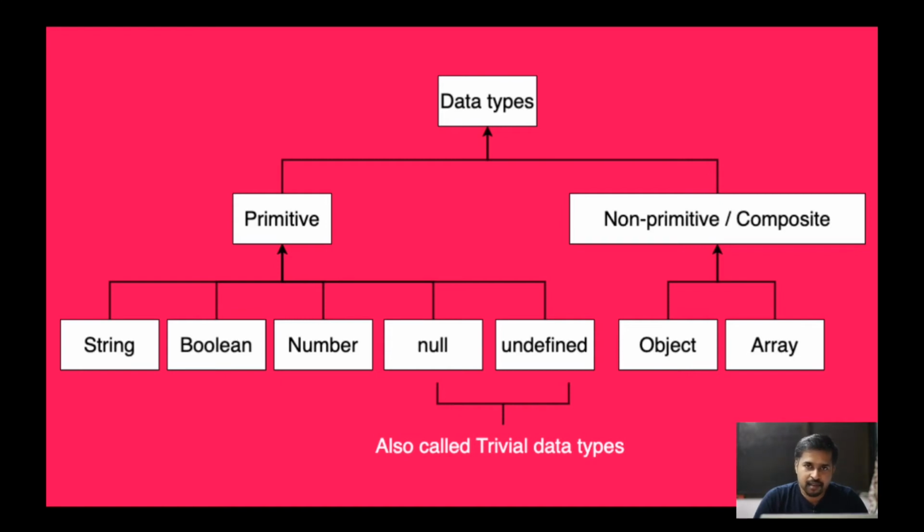Now what is a string? String is basically a sequence of characters. What is a boolean? It's simply a yes or no value, which is stored as true or false. So a boolean can contain only true or false. The number data type will basically store any integer or floating numbers.